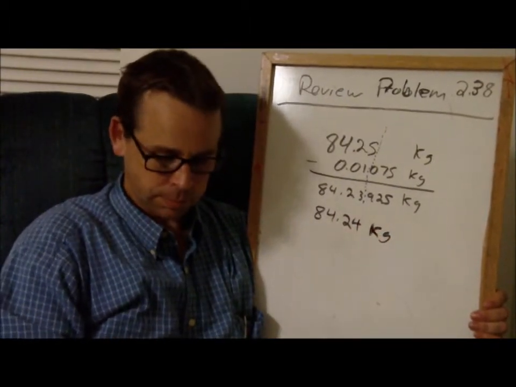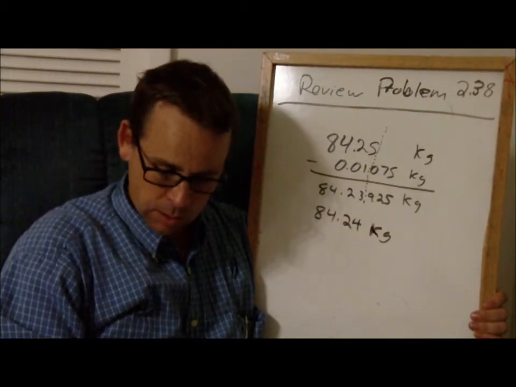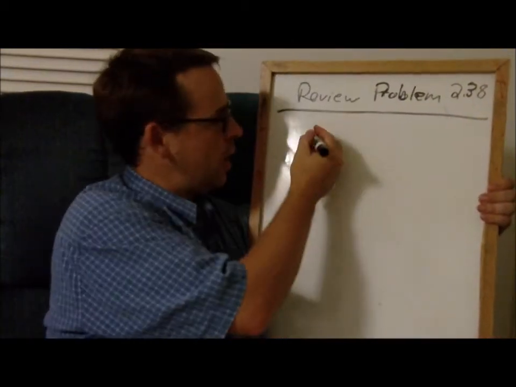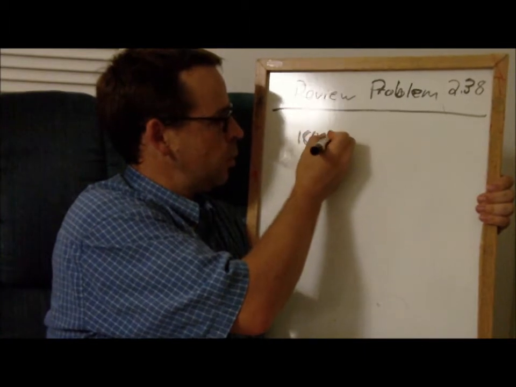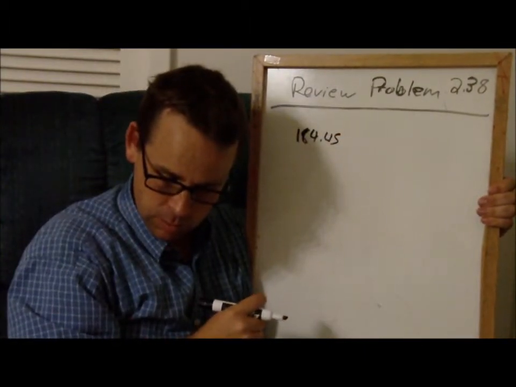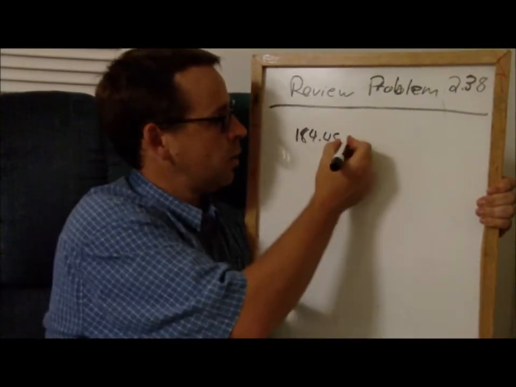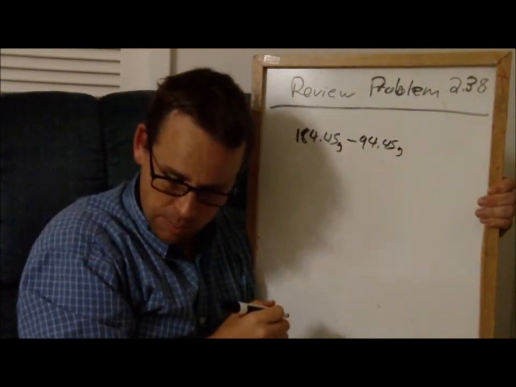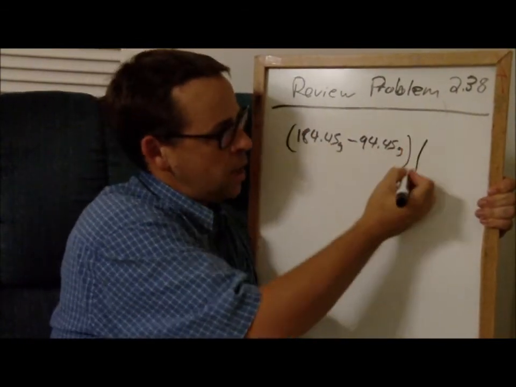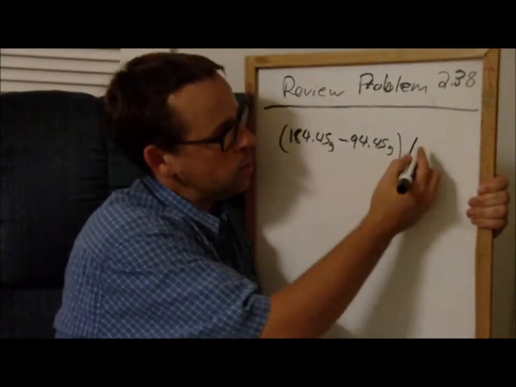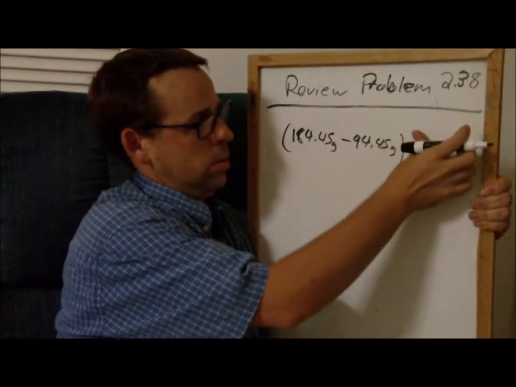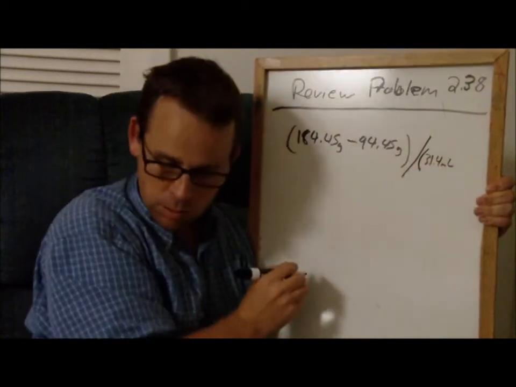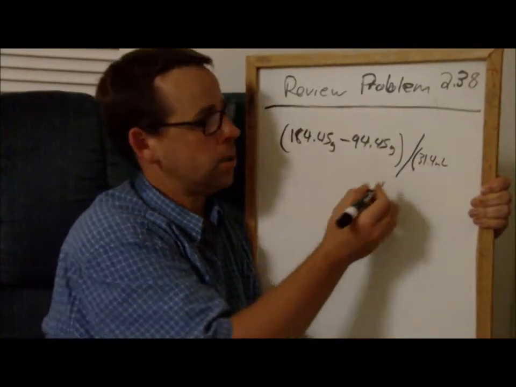Alright. That's 238B. Now 238C: 184.45 minus 94.45. These units are in grams, in parentheses, and that's divided by 31.4 milliliters minus 9.9 milliliters.